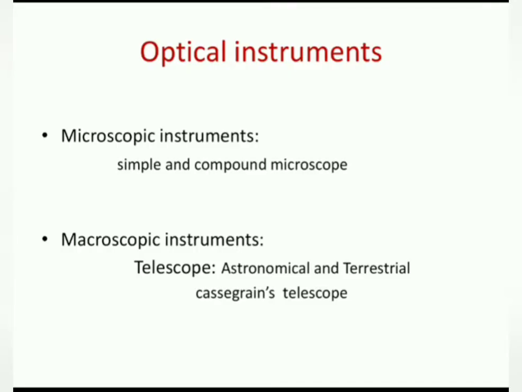Then coming to the last part of the chapter, that is optical instruments. We know we have classified them into microscopic, that is simple and compound microscope, macroscopic instruments used for observing macroscopic objects, that is telescope, astronomical and terrestrial, and one reflecting telescope what we studied is Cassegrain's.